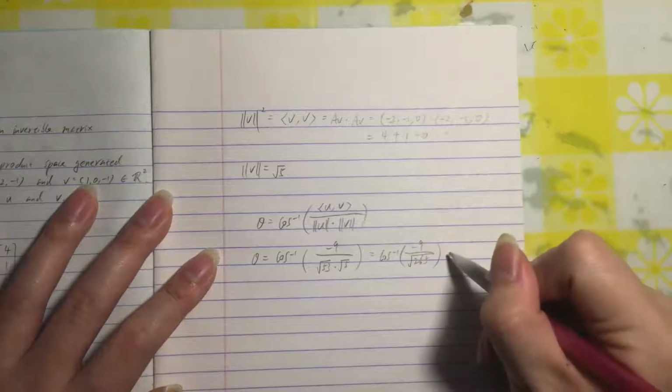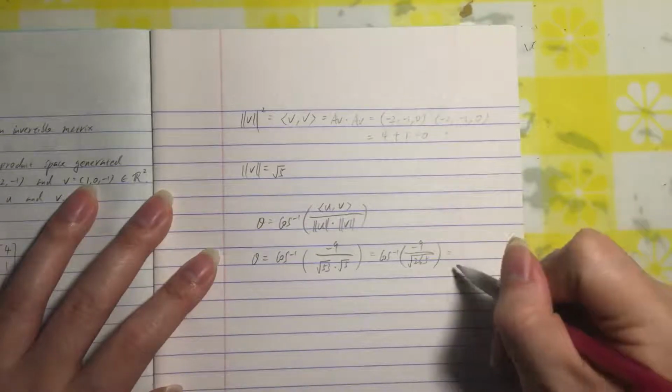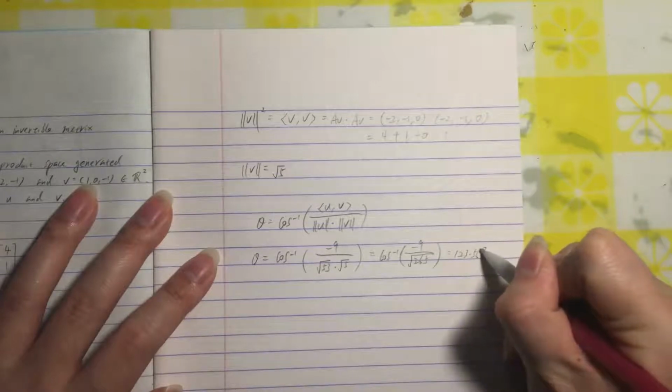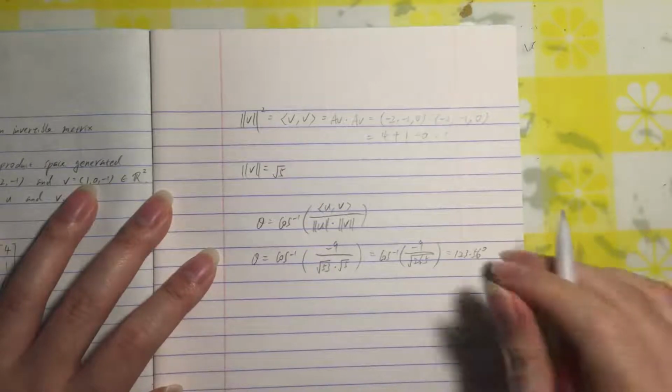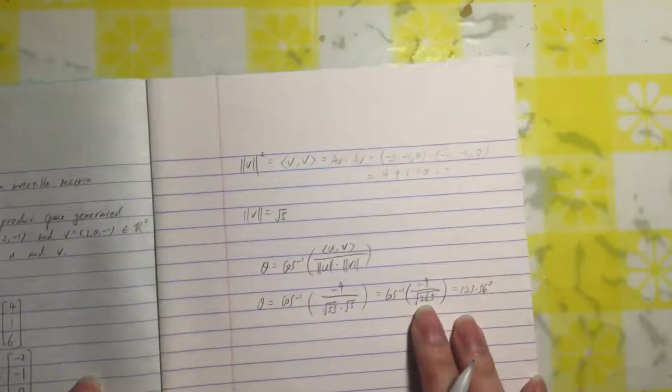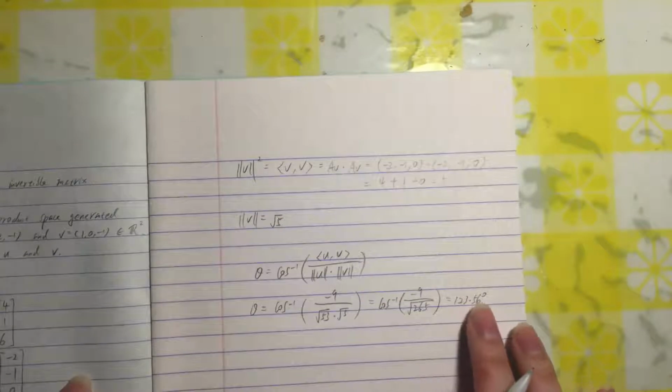Next, I use my calculator. I get 123.56 degrees. That's the angle between vectors U and V. The angle is 123.56 degrees.